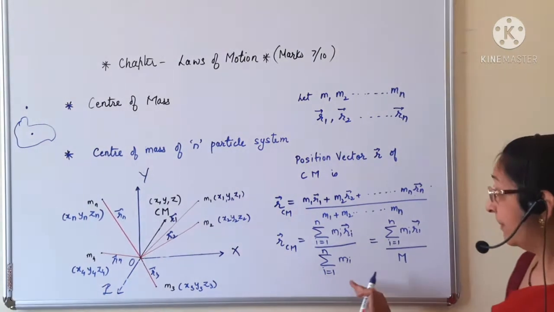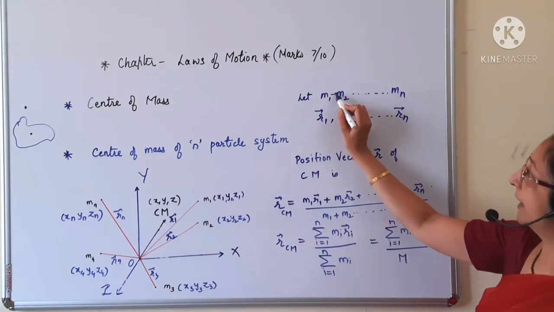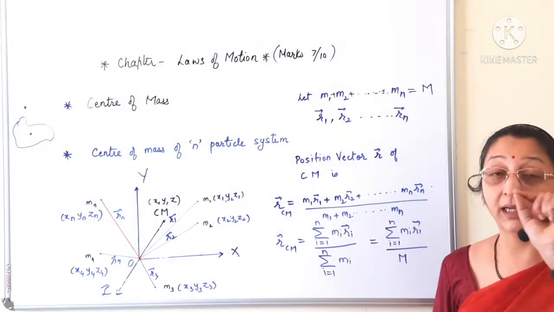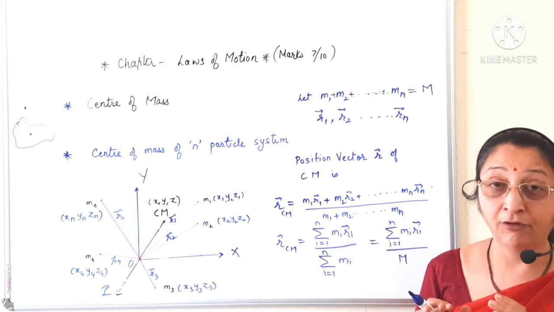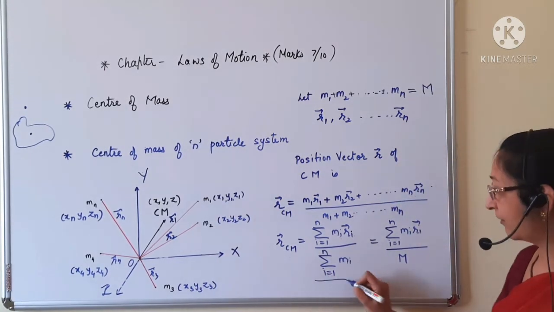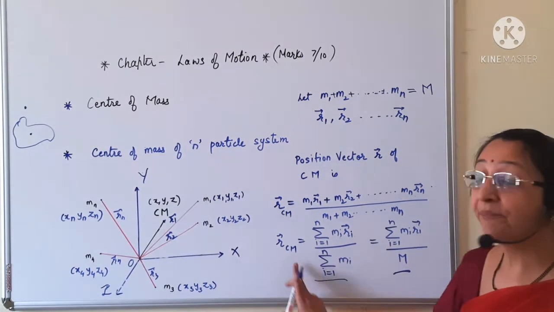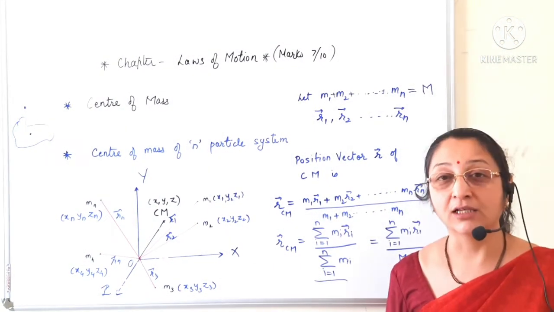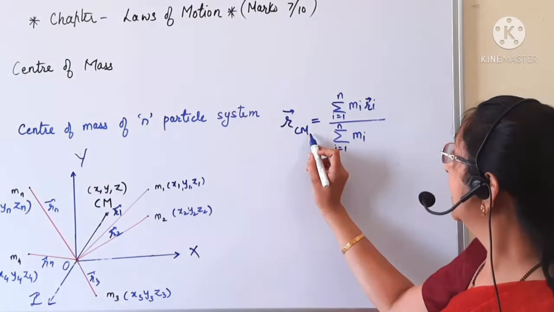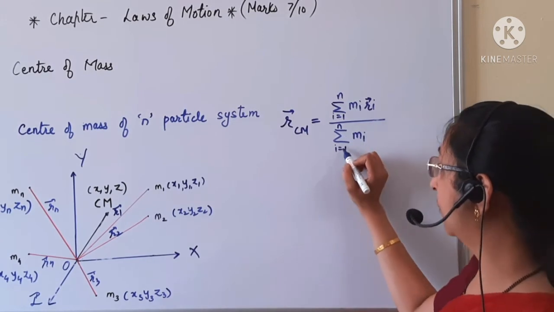But now we know that the total mass, that is m1 plus m2 plus m3 up to mn, the masses of each particle, if we add them, will become the total mass of the system, capital M. So instead of this, we can write capital M, the total mass of all the particles. In this way, we find the center of mass of the n particle system. We have found that the position vector of the center of mass is the summation of i equal to 1 to n, mi ri, upon the summation of i equal to 1 to n, mi.